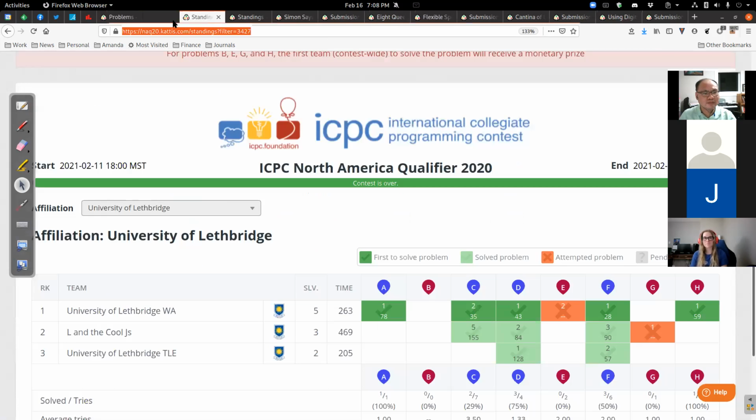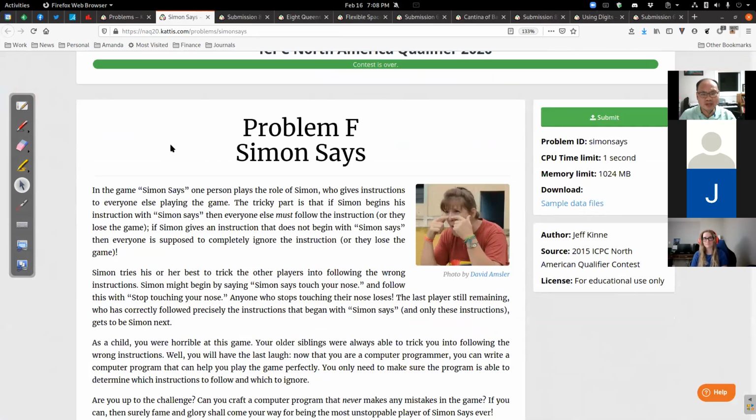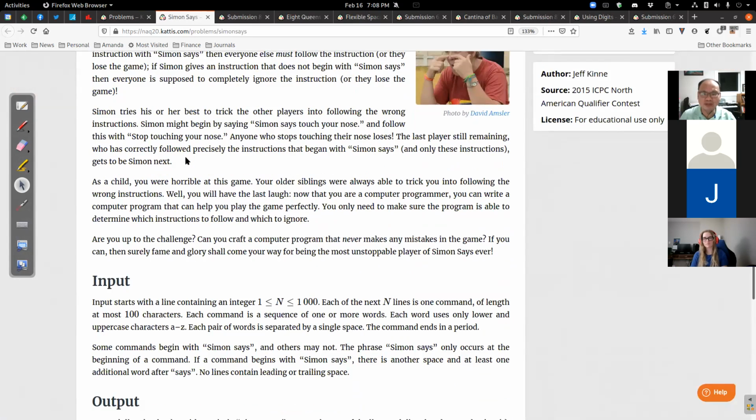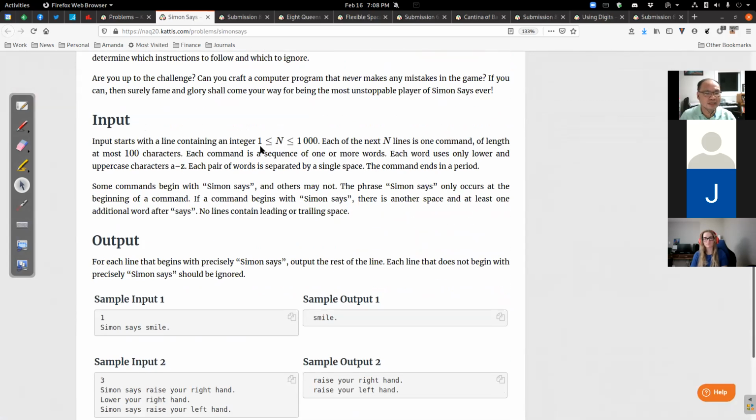Okay, so now let's see. I don't think I have to read the problem again because you have done the problem. So basically you have n up to 1,000, and each of the n lines is one command, at most 100 characters. You have a sequence of one or more words, only lowercase and uppercase letters A to Z, followed by a period. Some commands begin with Simon says, others may not. The phrase Simon says only occurs at the beginning of a command. If a command begins with Simon says, there's another space and at least one additional word after says. No lines contain leading or trailing spaces.